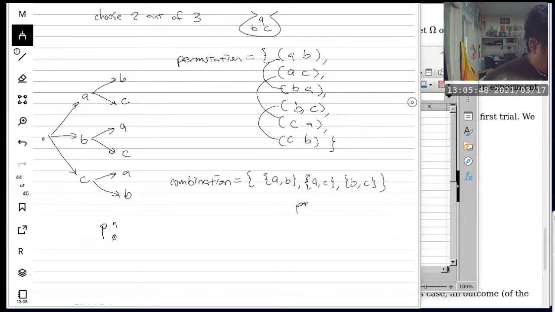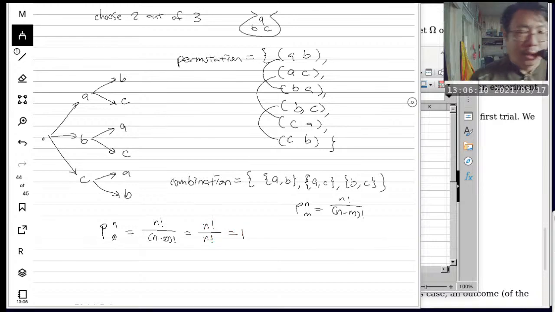We know P(n, m), quoted from earlier, is n factorial divided by (n minus m) factorial. So P(n, 0) is going to be n factorial divided by (n minus 0) factorial. That is just n factorial divided by n factorial, which is 1. And that is why it cannot be an empty set, because the cardinality of the set of all the permutations coming from an experiment choosing 0 out of n items is supposed to be 1. It cannot be an empty set.